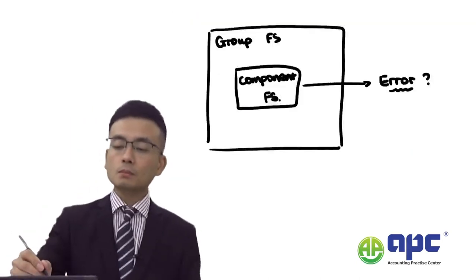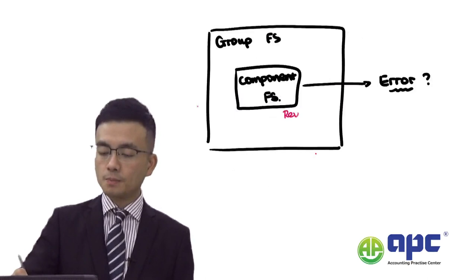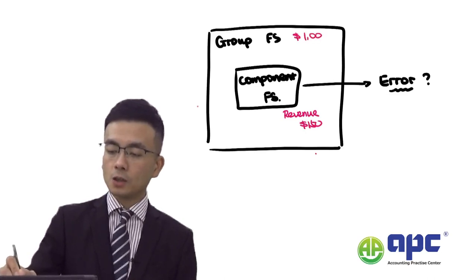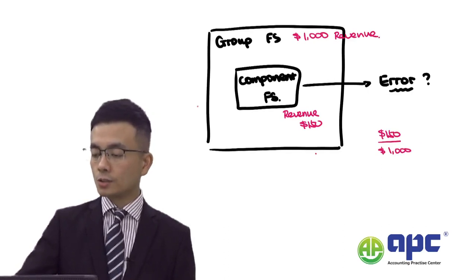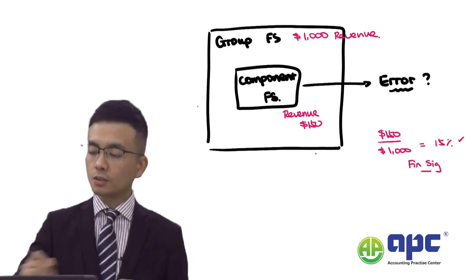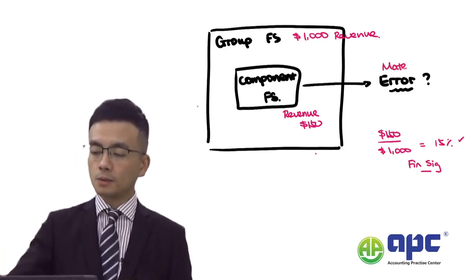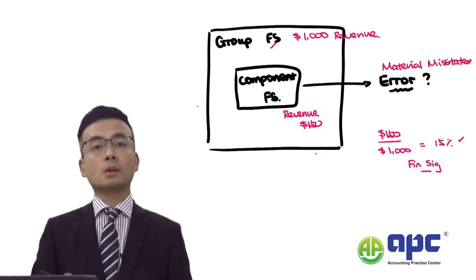So for example, if the component company's revenue is $150 and the group's revenue is $1,000, then if I take 150 and divide it by 1,000, that accounts for 15%. So we can confirm that this is financially significant. Financially significant simply means that if there is a material misstatement in the component company's financial statements, it will also be a material misstatement in the group.